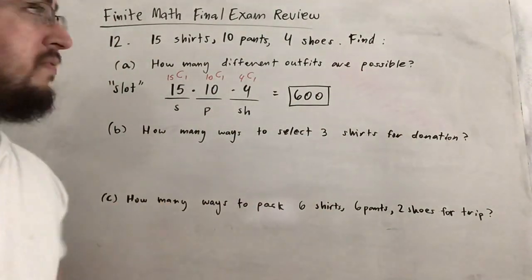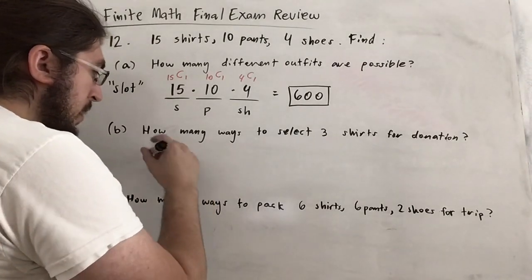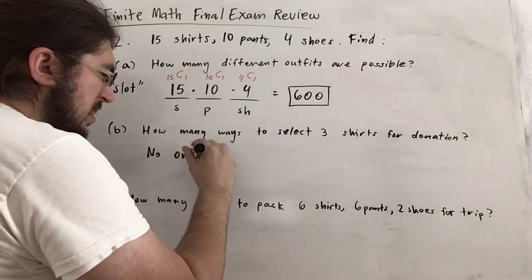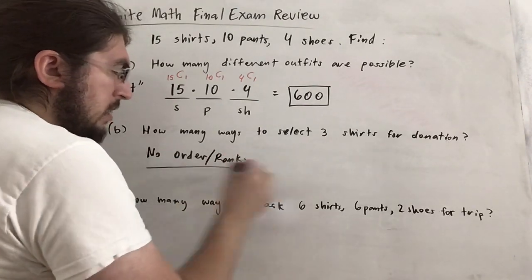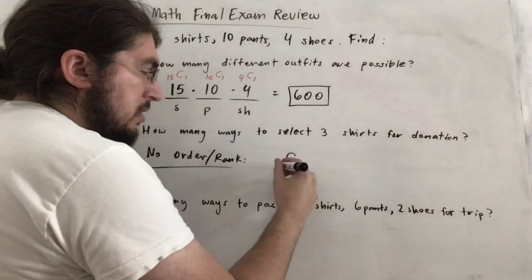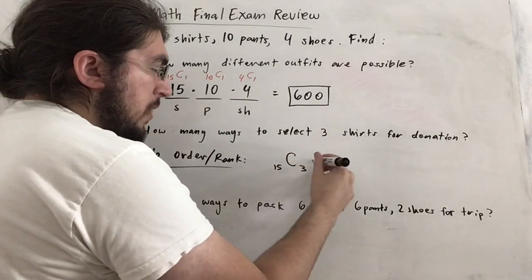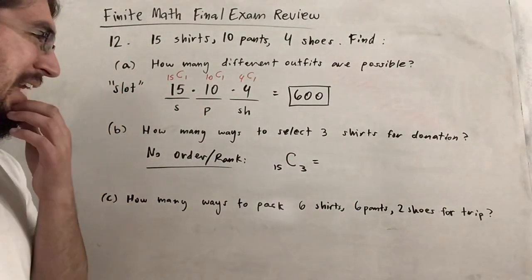Just pick 3 of the 15. So that being said, there's no rank or order, or category, however you want to think of it. So we're going to use the combination C. So it's 15C3. And can we calculate this by hand?